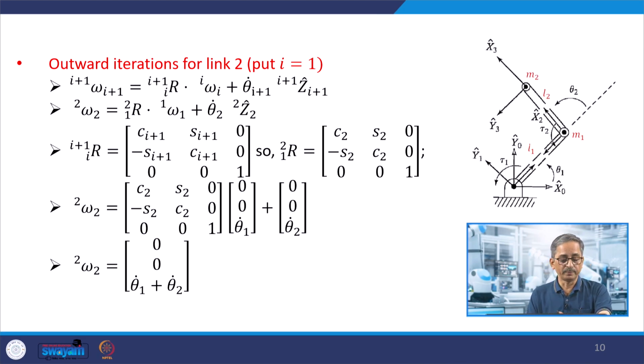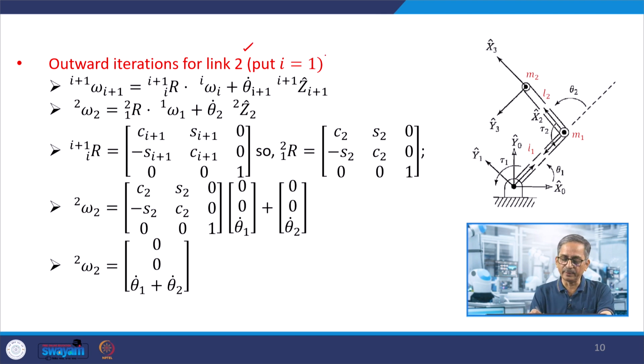Okay. So, next, what we did: we found the angular velocity, then the angular acceleration, then the translational acceleration, and then the translational acceleration of the CG, and then we calculated the inertial force and the inertial moments. All right. We follow a similar approach for link number 2.